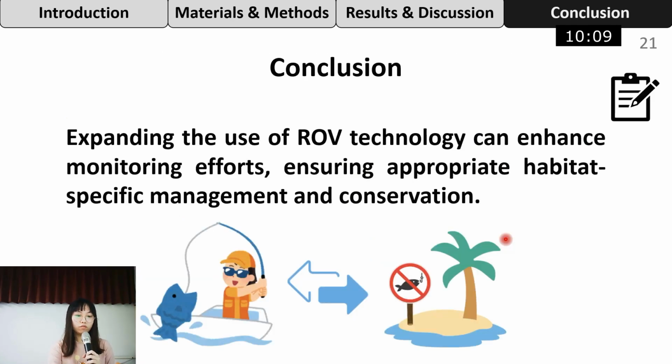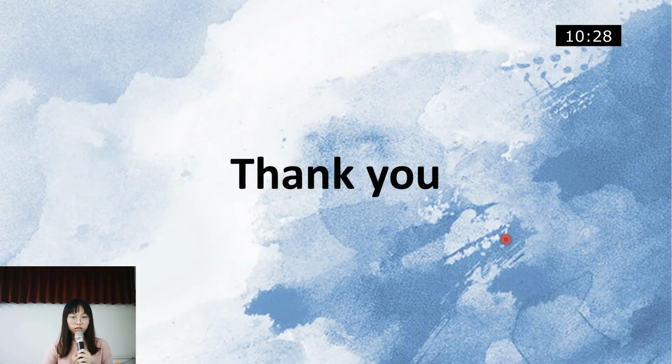The main conclusion of this research is that expanding the use of ROV technology can enhance monitoring efforts, ensuring appropriate habitat-specific management and conservation. For instance, some areas may need to be designated as protected zones, while others could be open for fishing. And this is my presentation.